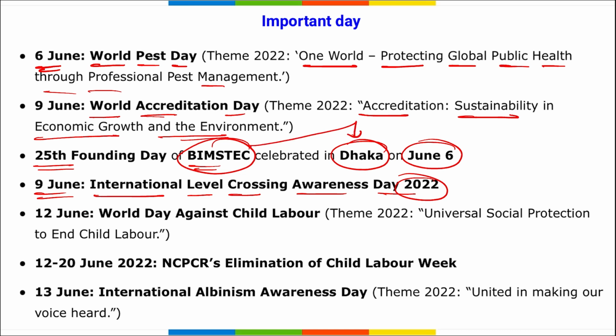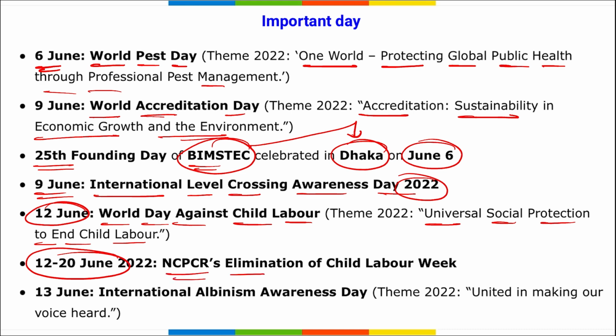BIMSTEC, it is in Dhaka, Bangladesh. Then 9th of June as the World Day Against Child Labor. The theme here being Universal Social Protection to End Child Labor. Then from 12th to 20th of June, NCPCR's Elimination of Child Labor Week is observed. 13th of June observed as the International Albinism Awareness Day with the theme United in Making Our Voice Heard.